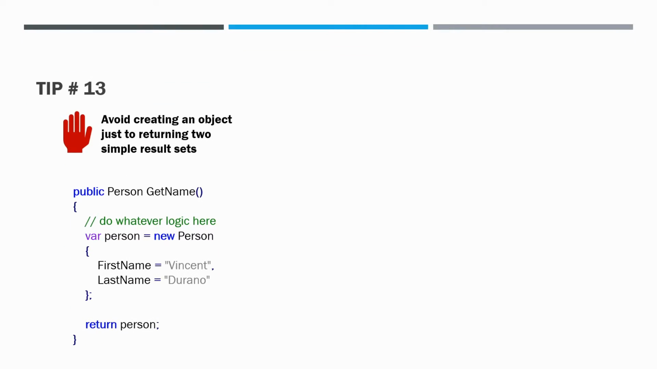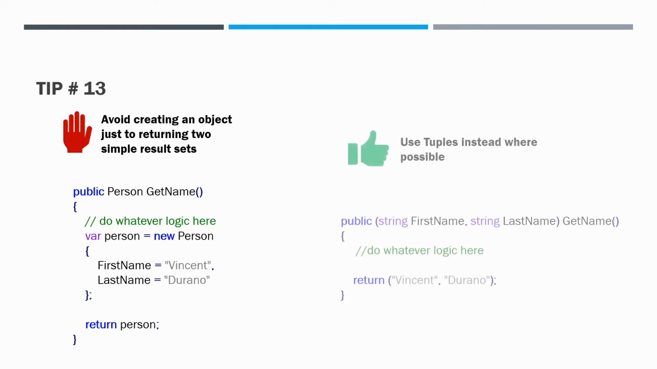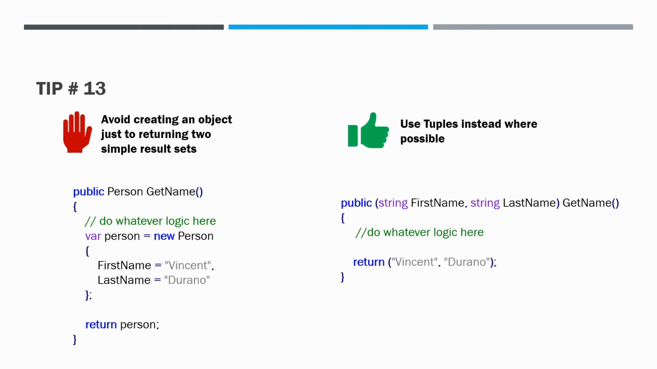Tip number 13. Avoid creating an object just to return two simple result sets. Instead, use tuples. This way it's more convenient, with easy access to objects and manipulating the dataset. Tuples replace the need to create a new class whose sole purpose is to carry around the data.